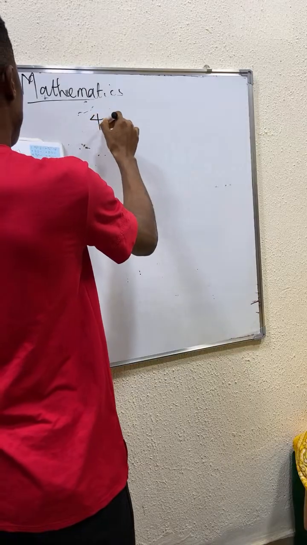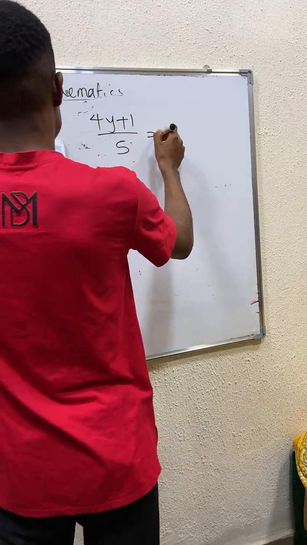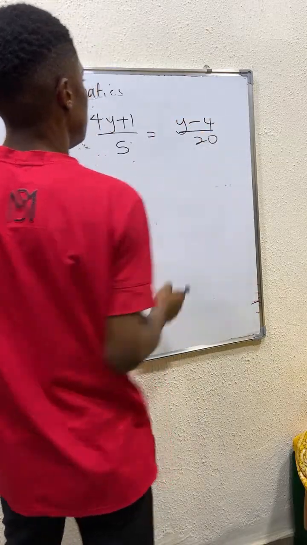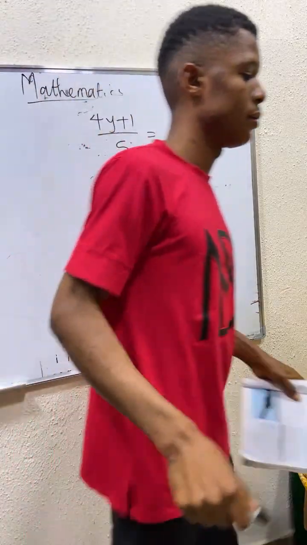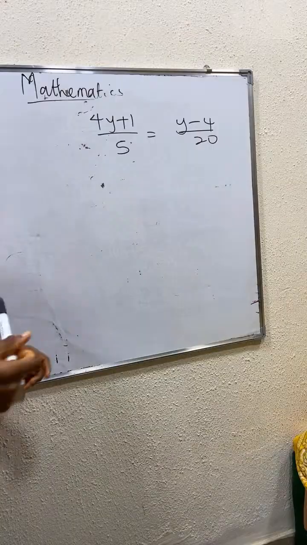We have 4y plus 1, divided by 5, is equal to y minus 4, divided by 20. For us to do this, it is very, very simple.